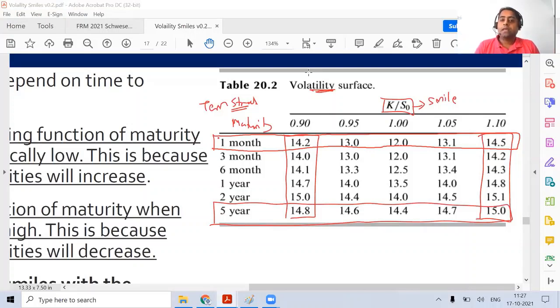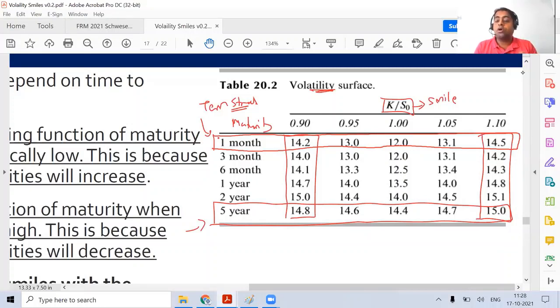Now there was one point which I said at the start, which is now being explained in a clear manner. Look at the first month, the volatility smile. For a short dated maturity option, it is more pronounced as compared to long dated. Check the first month and check the fifth month.